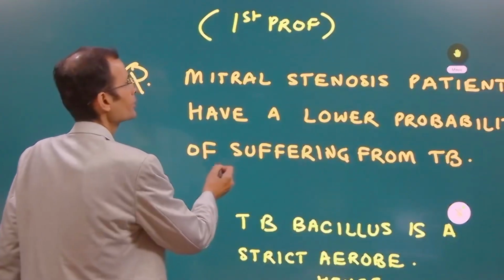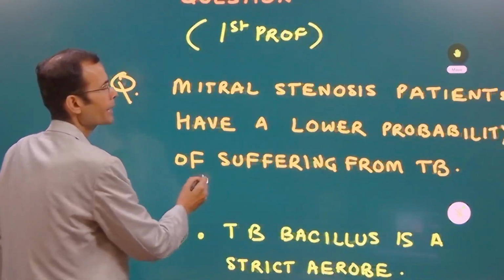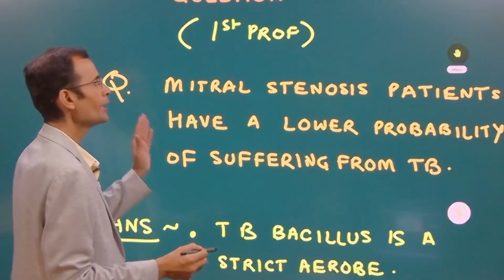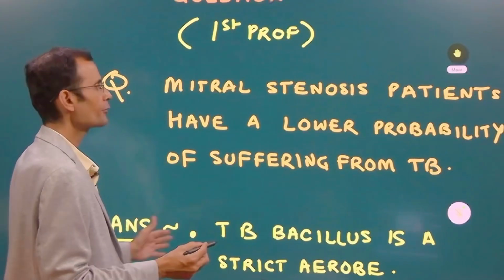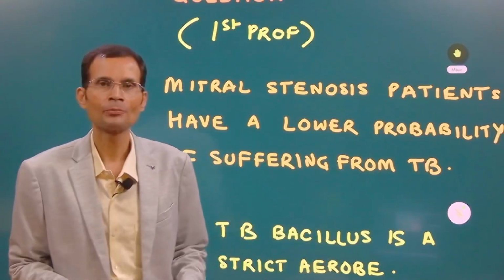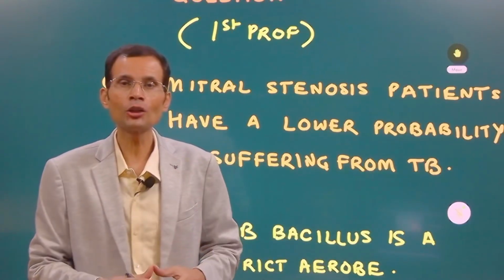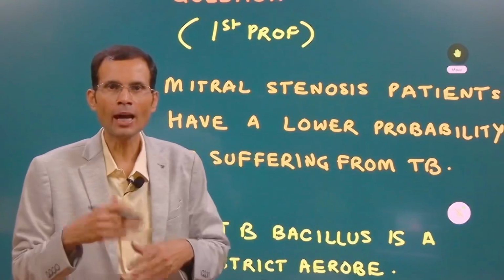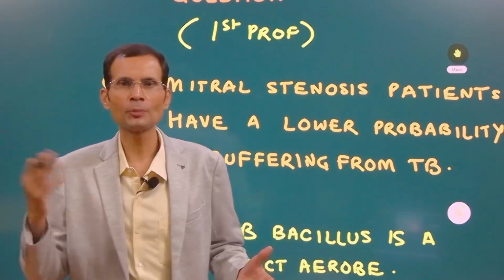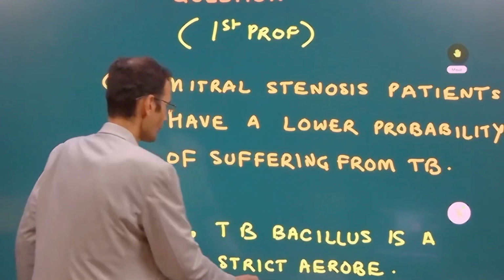Let's see what this question is. Mitral stenosis patients have a lower probability of suffering from tuberculosis. At the first look, it doesn't appear to be connected. Mitral stenosis, tuberculosis. Let's find out.